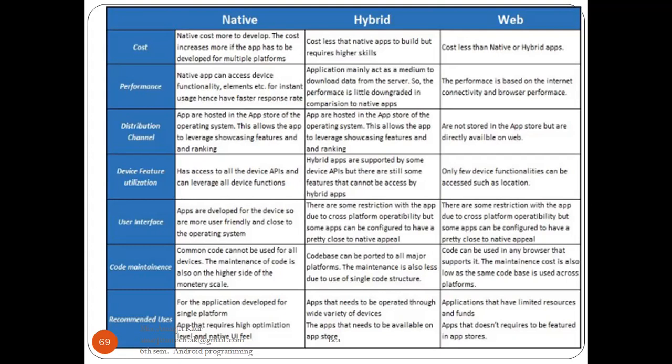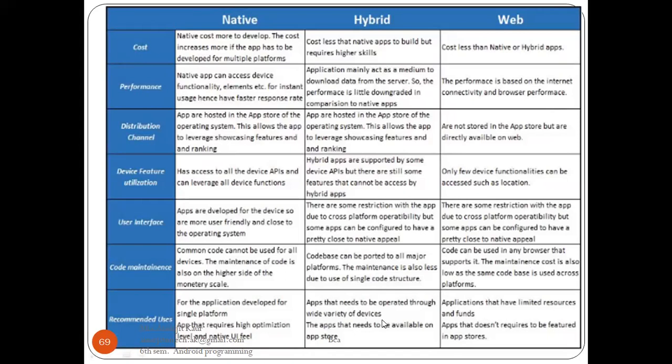In native apps, for code maintenance, common code can't be used for all devices. The maintenance of code is also on the higher side of the monetary scale. In the hybrid app, the code base can be ported to all major platforms. The maintenance is also less due to the use of a single code structure. But in the web app, code can be used in any browser that supports it. The maintenance cost is also low as the same code base works across the platforms.